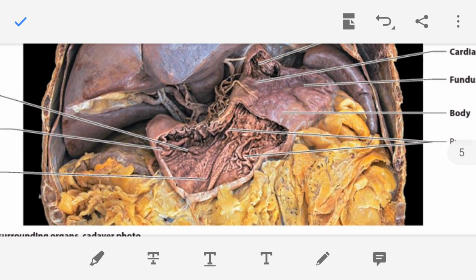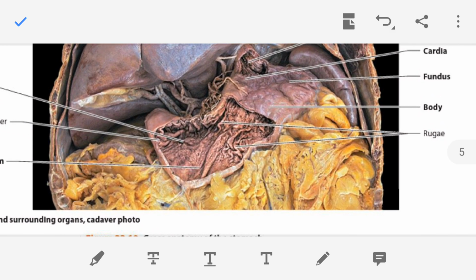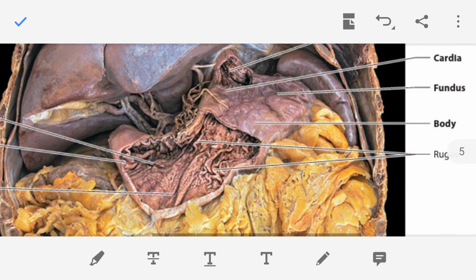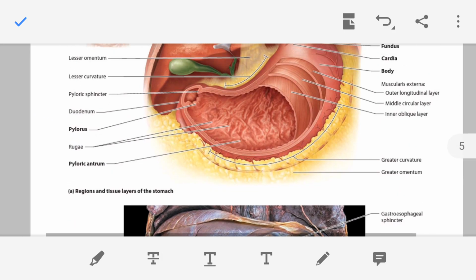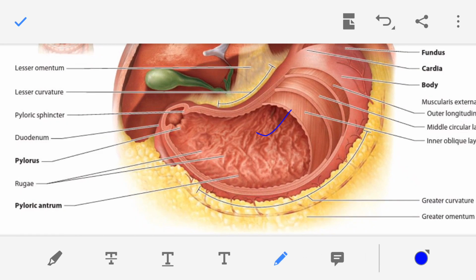As you can see, this is the empty stomach they are showing, and these are the large folds of the mucosa, and these folds are known as the rugae. One more figure I will show you. For example, this is the lumen, and these are the large folds. So these are the rugae.